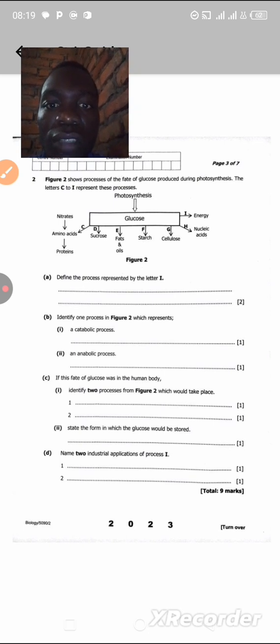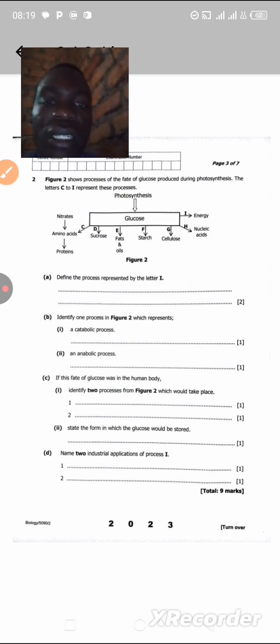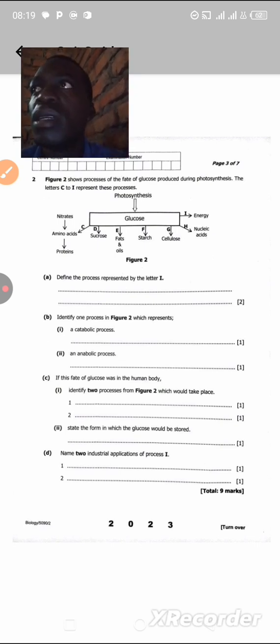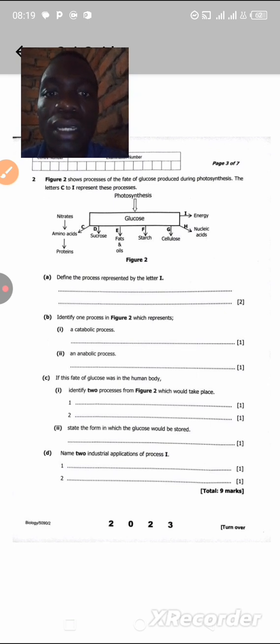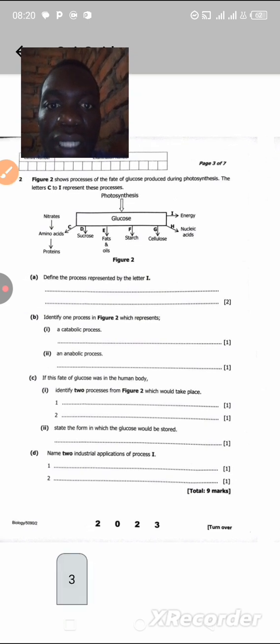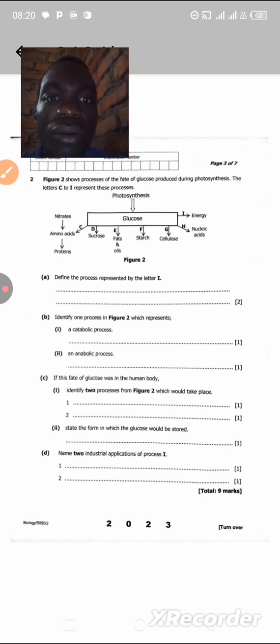Question A: define the process represented by the letter I. There are a lot of chemical reactions that take place to come up with these products. Metabolism is the sum total of chemical reactions that take place within a living organism. So I is where glucose is converted into energy, and there is no other process other than respiration. So the answer is respiration, which is the process by which glucose is broken down to release energy.